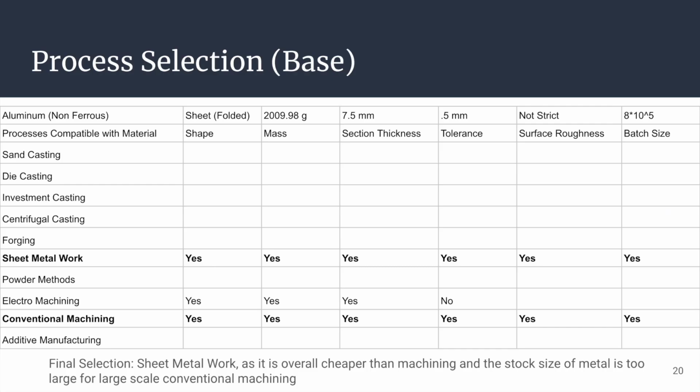Methods that are viable for a folded aluminum shape are sheet metal work, electromachining, and conventional machining. Electromachining does not meet the tolerance specifications, and that leaves us with sheet metal work and conventional machining as the two options for manufacturing. We picked sheet metal work as it is usually cheaper and the stock size of the metal would be too large for large-scale machining.